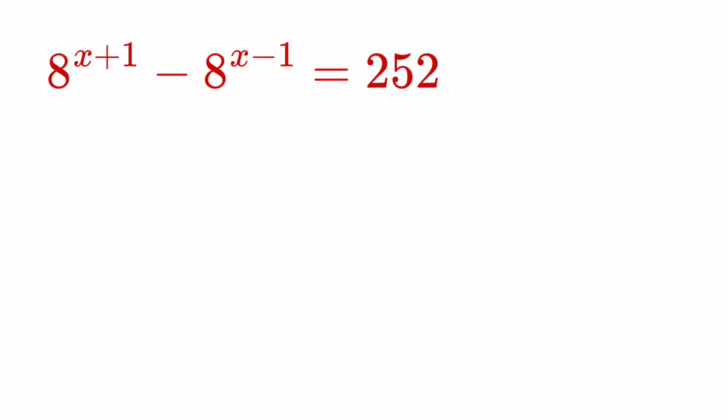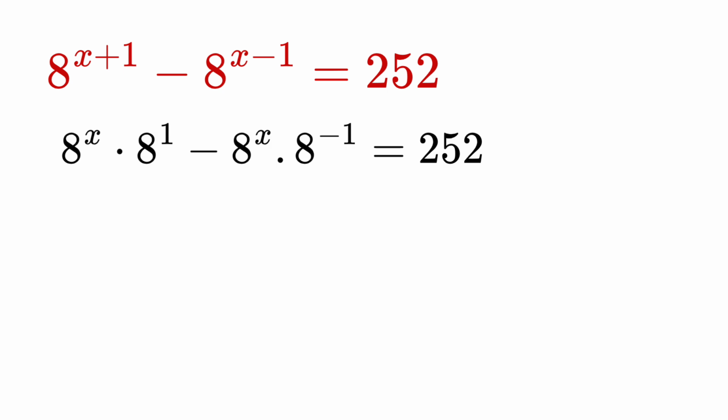The exponential in the equation is in the form of e^(m+n), which is equal to e^m times e^n. So we can write it as 8^x times 8^1 minus 8^x times 8^(-1) is equal to 252. 8^(-1) we can write as 1/8.